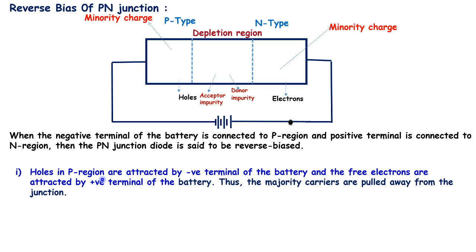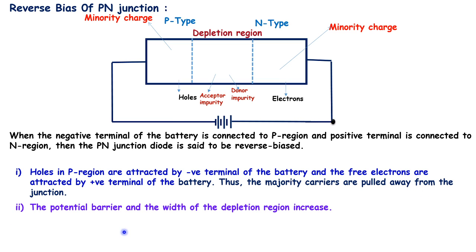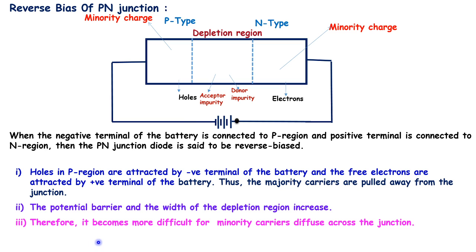The holes in the P region are attracted by the negative of the battery and free electrons are attracted by the positive terminal of the battery, and thus the majority charge carriers pull away from the junction. What is left there? The potential barrier and the width of the depletion layer increase. So here it is increased. Therefore it becomes more difficult for majority carriers to diffuse across the junction.